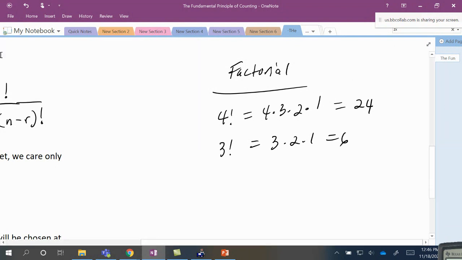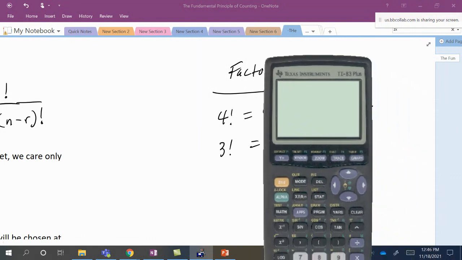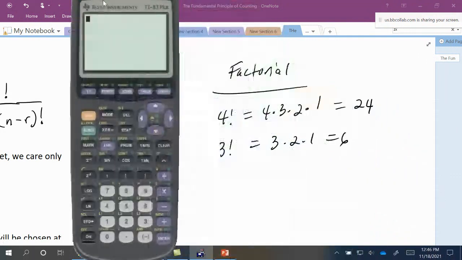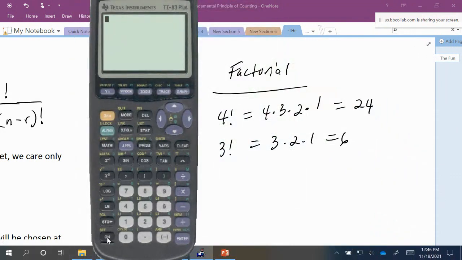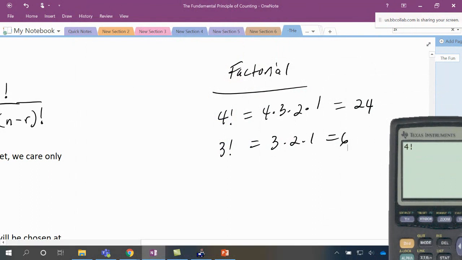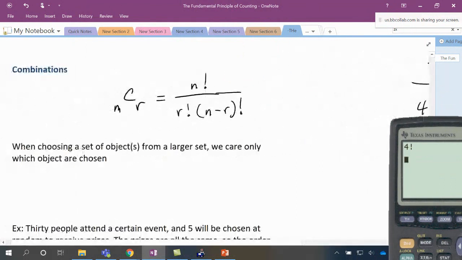As far as our calculator is concerned, I'm going to evaluate these in the calculator. I'm going to turn on my calculator, and in order to evaluate 4 factorial, I'm going to enter 4, go into math, and scroll over to probability. My fourth option is factorial, and 4 factorial is 24. So notice that there are factorials in this formula.